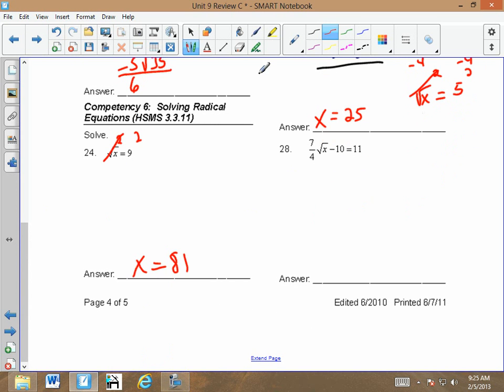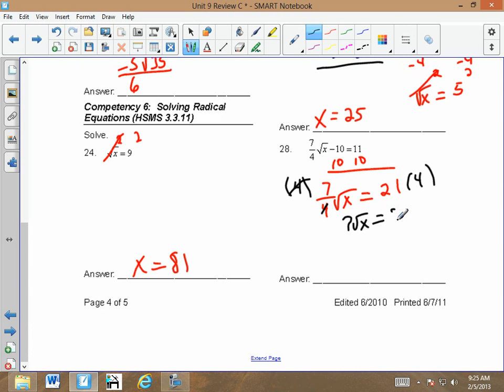Okay, the last one. We have to get rid of the loner first, so I'm going to add 10 to both sides. 7/4 times the square root of x equals 21. Now, I multiply both sides by 4. 21 times 4 is 84. This cancels. 7 times the square root of x equals 84. Now I divide both sides by 7. 84 divided by 7 equals 12. So I have the square root of x equals 12.